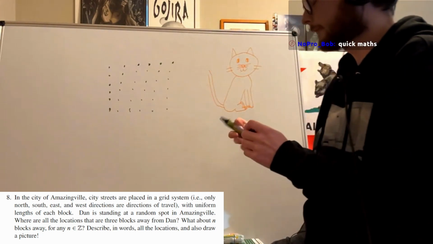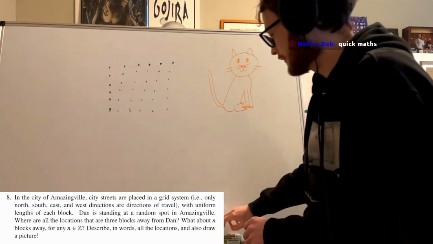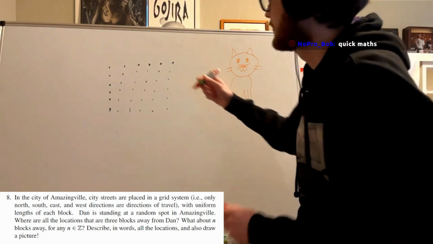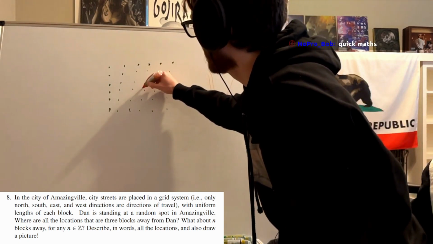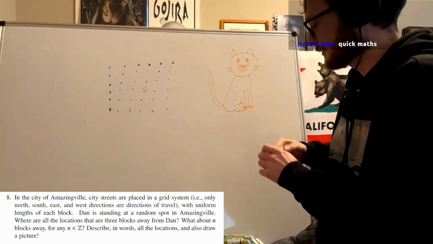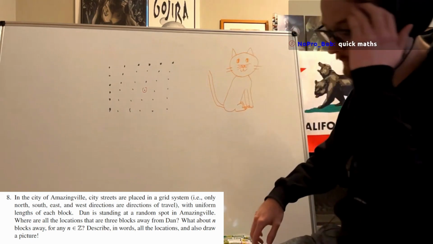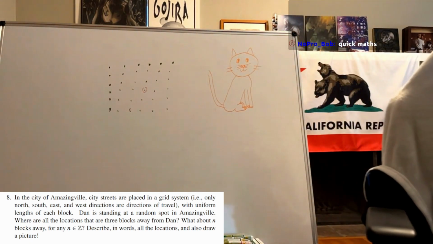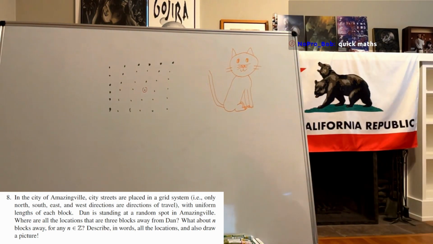Okay, so let's pretend. Let's take this red as Dan's location. Is related to number 7? Oh, I guess I could kind of see that. So we're gonna get squares out of this. Method of combinatorics. Amazingville distance, yeah.